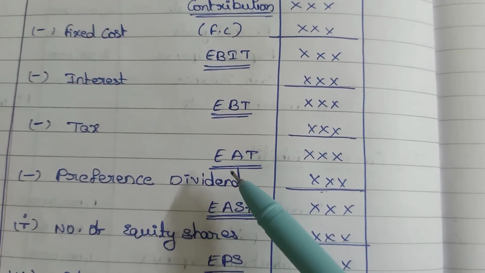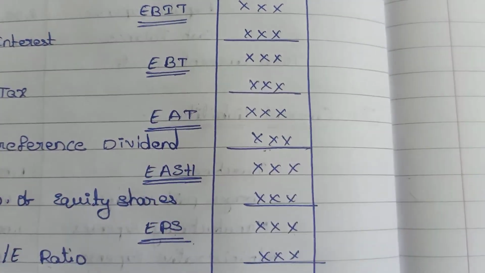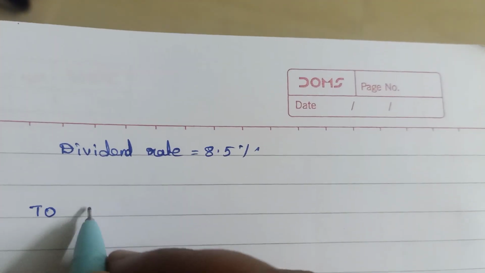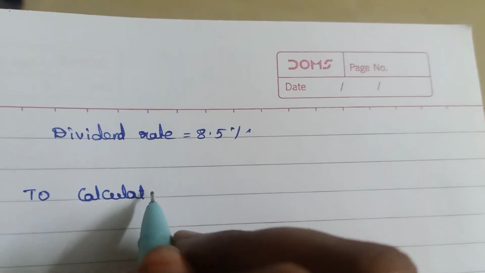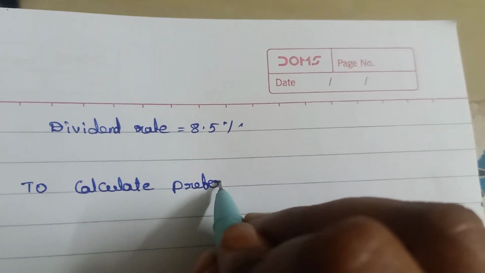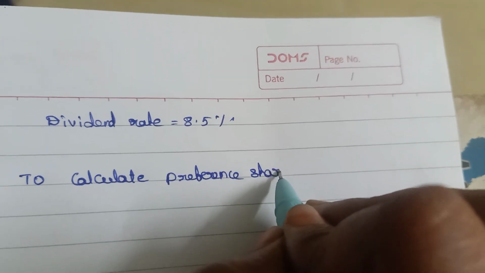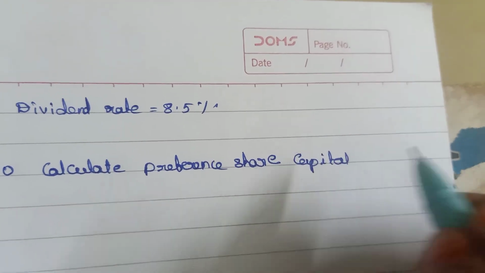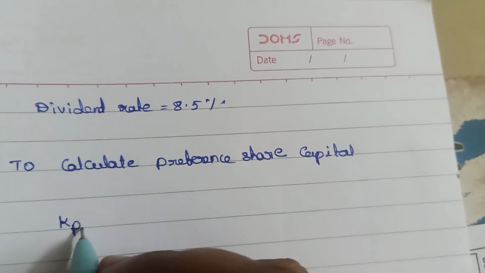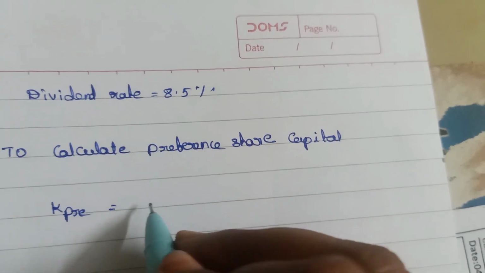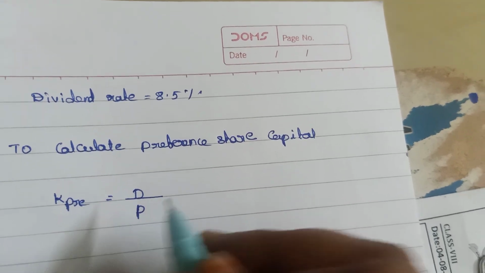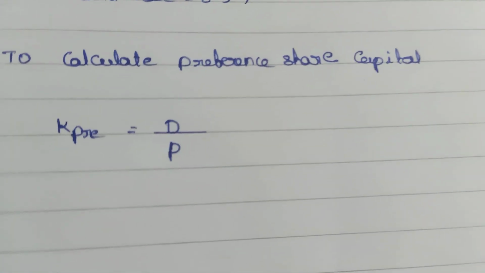the 50% tax is already accounted for. What do we have to do? There is no tax adjustment, so we calculate the preference share cost directly. To calculate the cost of preference share capital, the formula is Kp is equal to dividend per share divided by the price of the preference share.